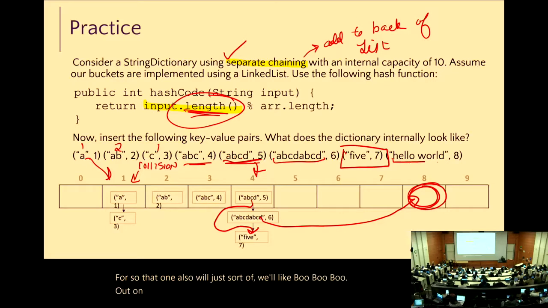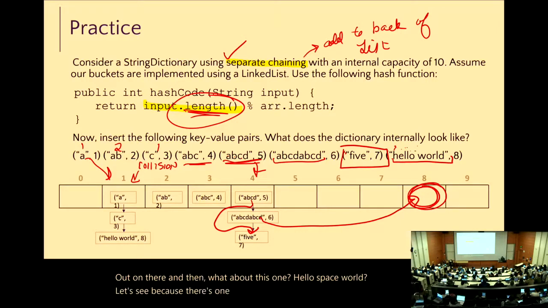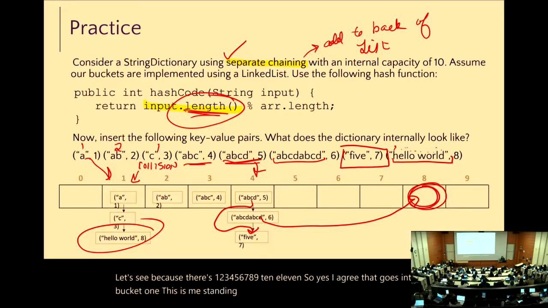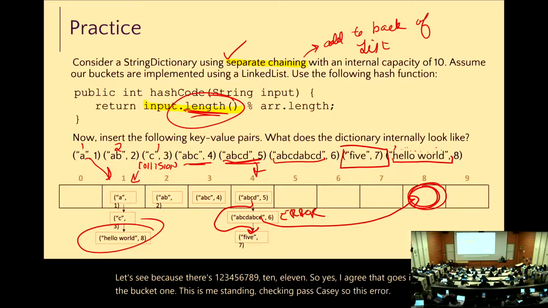And then what about this one? Hello, space, world. One. Let's see, because there's one, two, three, four, five, six, seven, eight, nine, 10, 11. So yes, I agree. That goes into bucket one. This is me sanity checking past Casey. So this one's an error. So that's what the final state of this would look like.